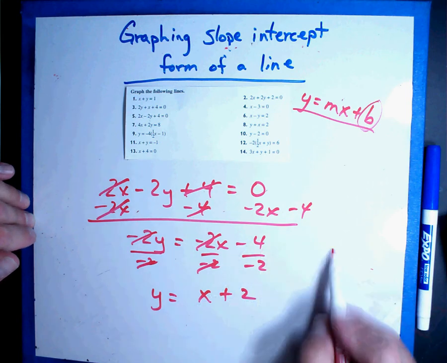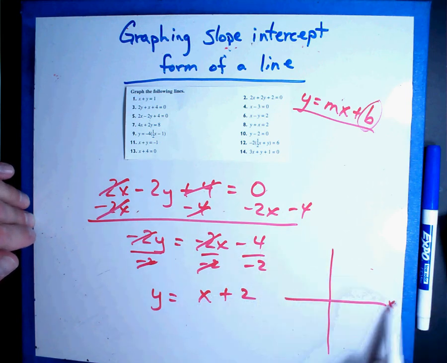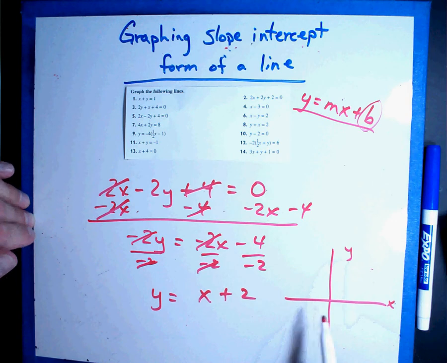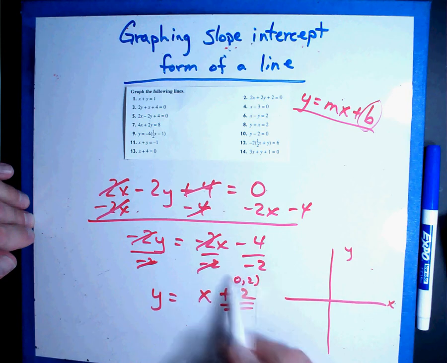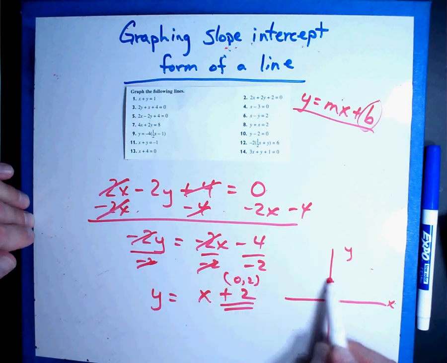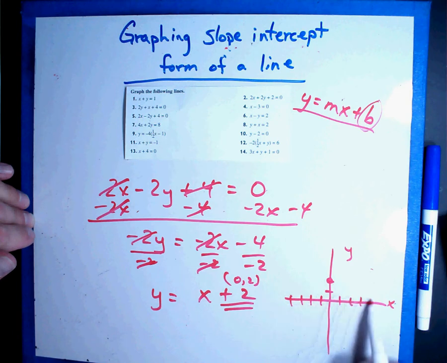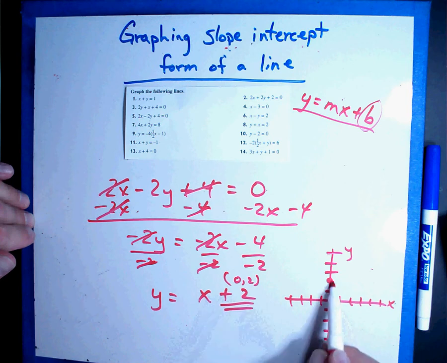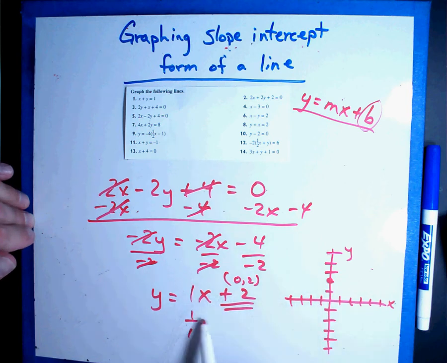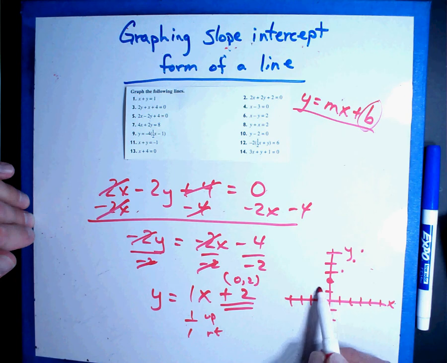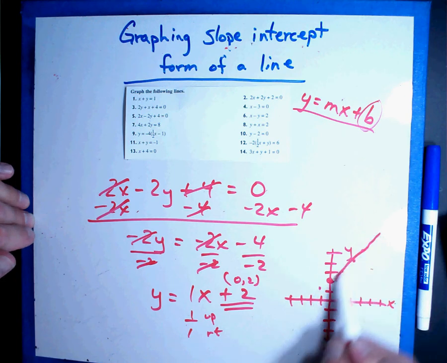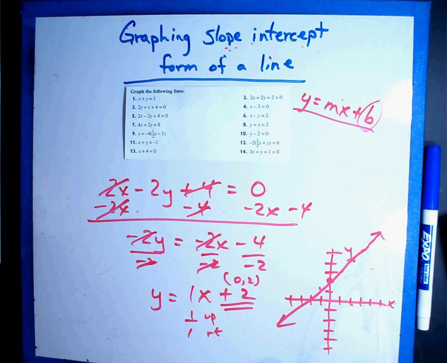Alright, this one will look a little different. x, y, and it's going to run into the y at 0, 2. So I'm going to go up to 2. There it is right there. And so that's where it hits, and so my slope is 1, so it's 1 over 1. So it's up 1, right 1. So I'm going to go up 1, right 1, up 1, right 1, up 1, right 1, and down 1, left 1. You can see the line right there. When you put it on your calculator, that's what you should see.